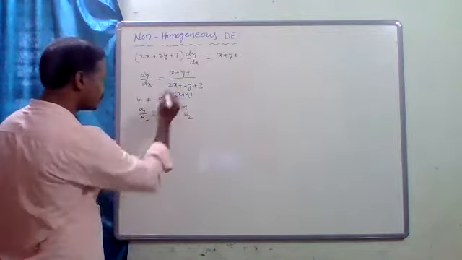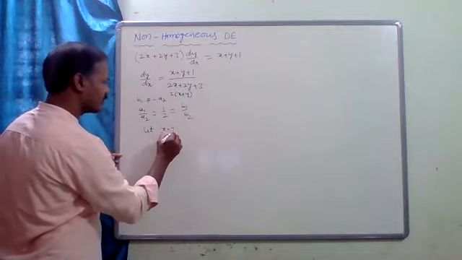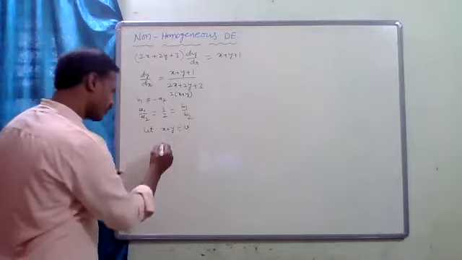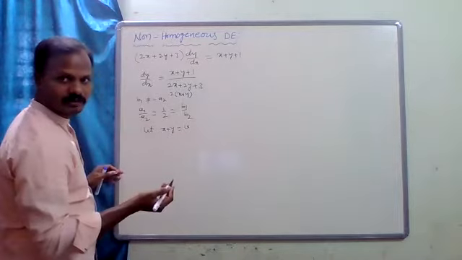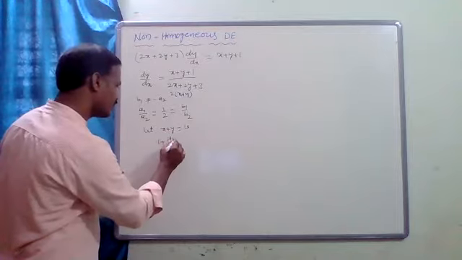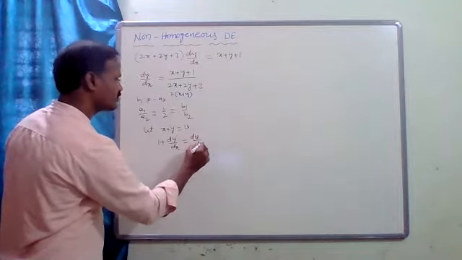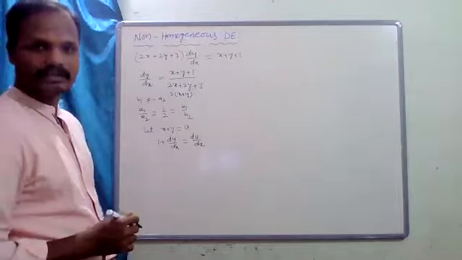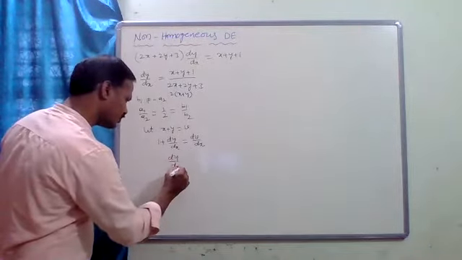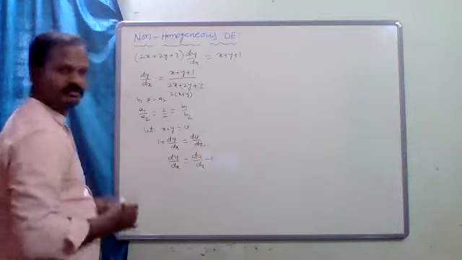So what we have to do? Let x plus y equal to v. Then differentiate with respect to x on both sides. Then 1 plus dy by dx equals dv by dx. So dy by dx is equal to dv by dx minus 1.